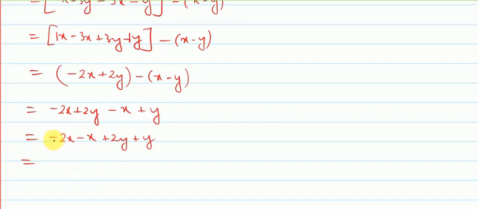So here minus 2 and minus 1x becomes minus 3x. Here plus 2y and here plus 1y. So 2 plus 1 we get 3. So this is your answer.